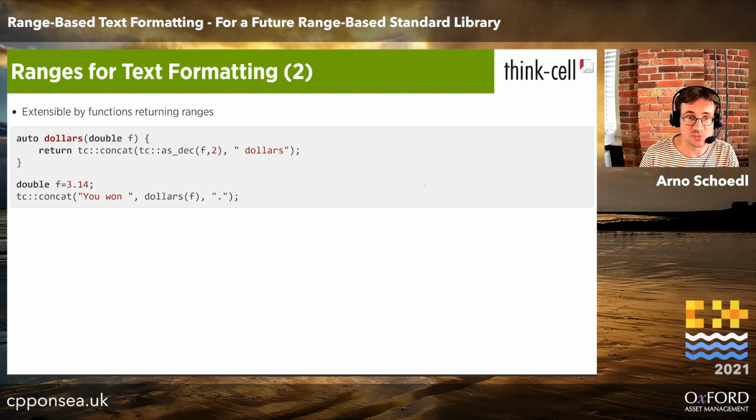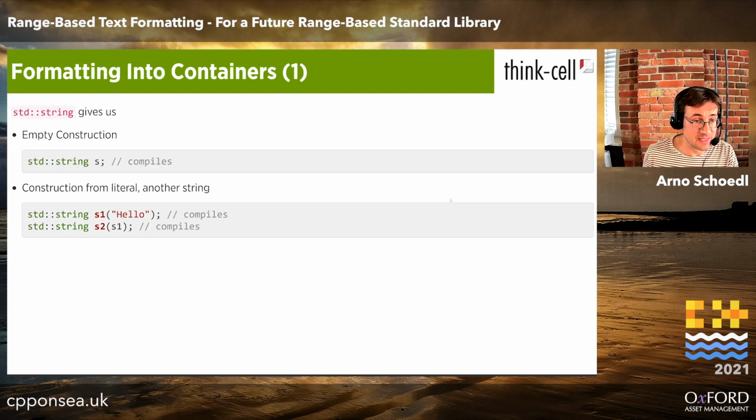Or concatenated range. So in this case, the dollars function concatenates the asdec with the string and returns that, and then you can call that function in your concatenated strings elsewhere. And again, you can print the dollars with dollars appended to it.